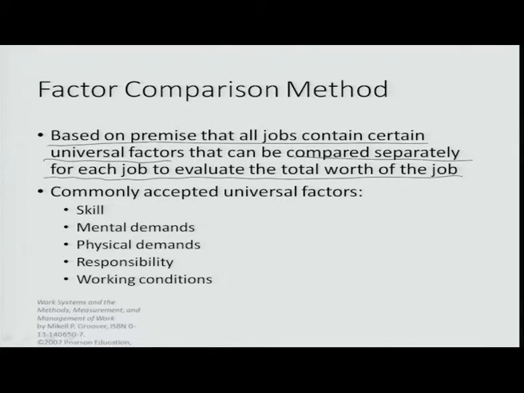For example, the commonly accepted universal factors which could go in terms of a human effort to a job could be, for example, the skill set that a person would have, the mental demands that the job would take, the physical demands that such a job would take, and the responsibility and authority that the job would need, and then of course working conditions. So based on these commonly accepted universal factors, you could map different jobs into the ones which need high skills, high mental demands, low physical demands, probably higher amount of responsibility or adverse working conditions.